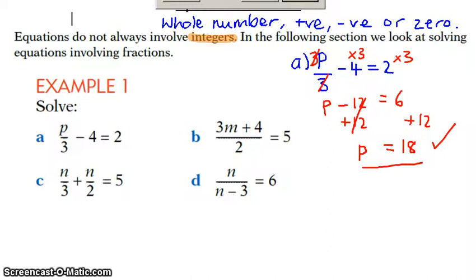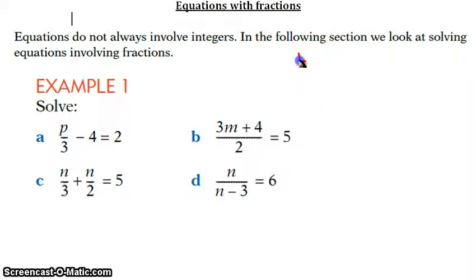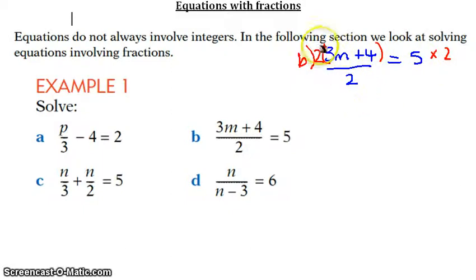Alright, let's have a look at another example. Let's have a look at question B. Now, in question B, it says 3m plus 4 all divided by 2 equals 5. Again, what I need to do is get rid of this on the bottom, the denominator. It happens to be a 2. So what is happening to the 3m plus 4? Well, it's being divided by 2, so I'm going to times everything on the top by 2 on both sides of the equation. 2 divided by 2 is just 1, so that leaves me with 3m plus 4 equaling 5 times 2, which is 10.